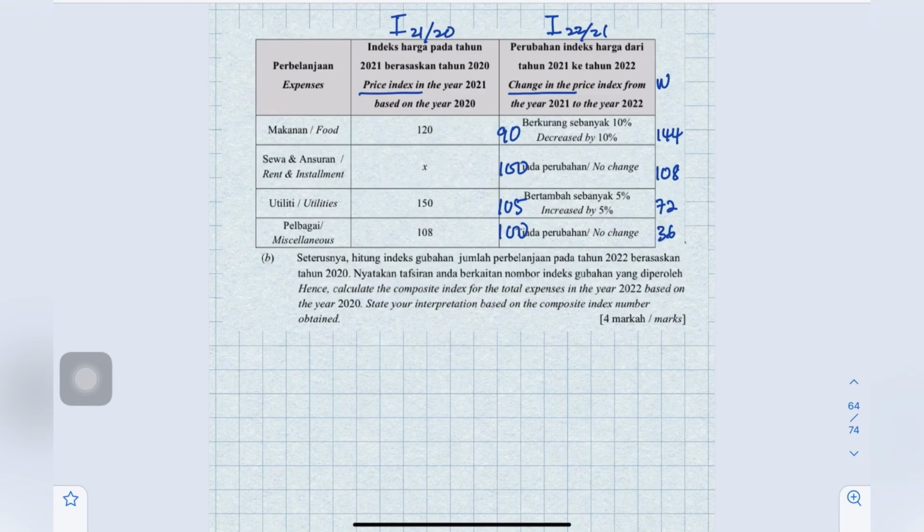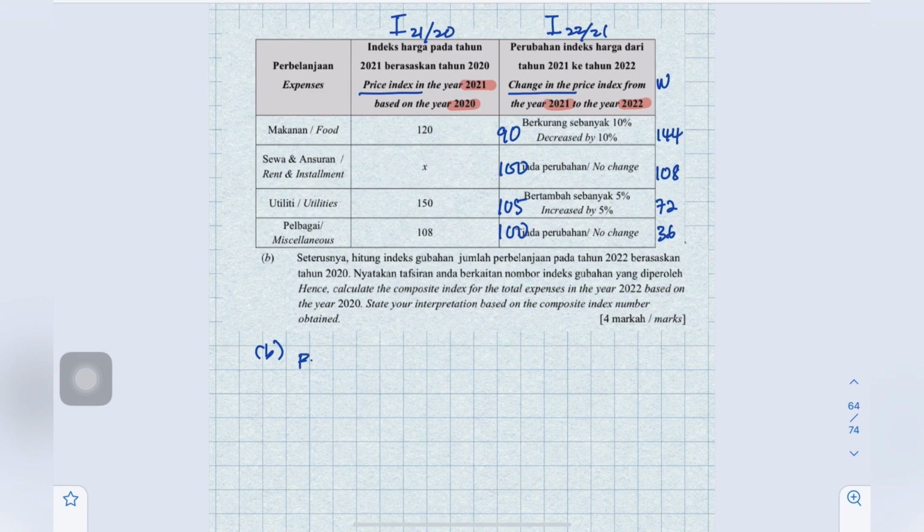B. Hence, calculate the composite index for the total expenses in the year 2022 based on the year 2020. State your interpretation based on the composite index number obtained. So we are going to find the composite index for 2022 base 2020, but we don't have that price index. We have 2021 base 2020 and 2022 base 2021, so there is no 2022 base 2020. So we have to find the price index for each expense first, for 2022 base 2020.